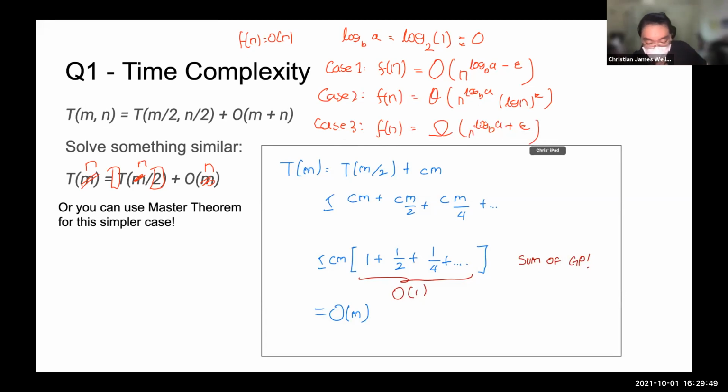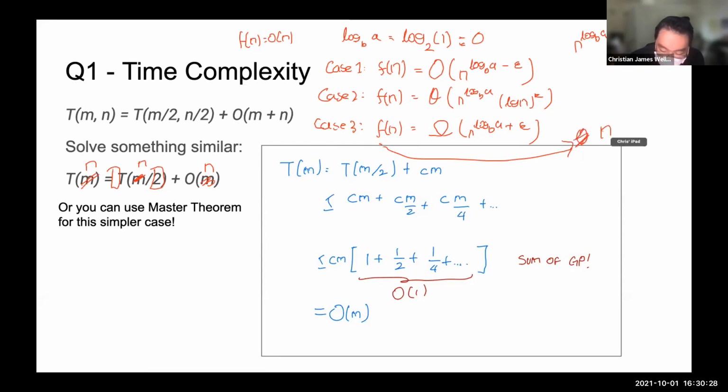Case 3 is something like f(n) is theta of n to the log_b a plus epsilon. So which one of these do you think can work? Which case do you think can work? We are comparing n to the log_b a, which equals n to the power 0, basically constant 1. So just say case 1, case 2, or case 3. Case 3. I see people saying case 3, and indeed case 3 is right.